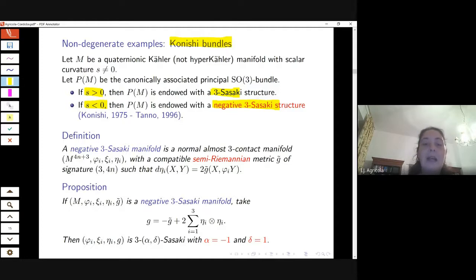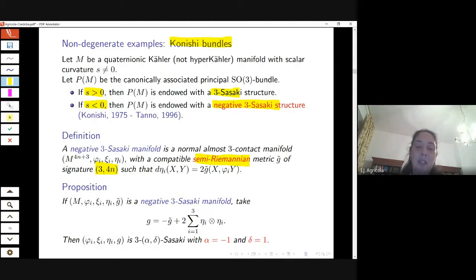Okay. And now what is a negative Freed-Sasaki? Well, negative Freed-Sasaki is normal almost free contact as usual, but the metric is not Riemannian anymore, but it's semi-Riemannian. And in fact, the signature is adapted to the splitting in horizontal and vertical space because it has signature (3, 4n). And beside that, everything looks like in the Freed-Sasaki case.